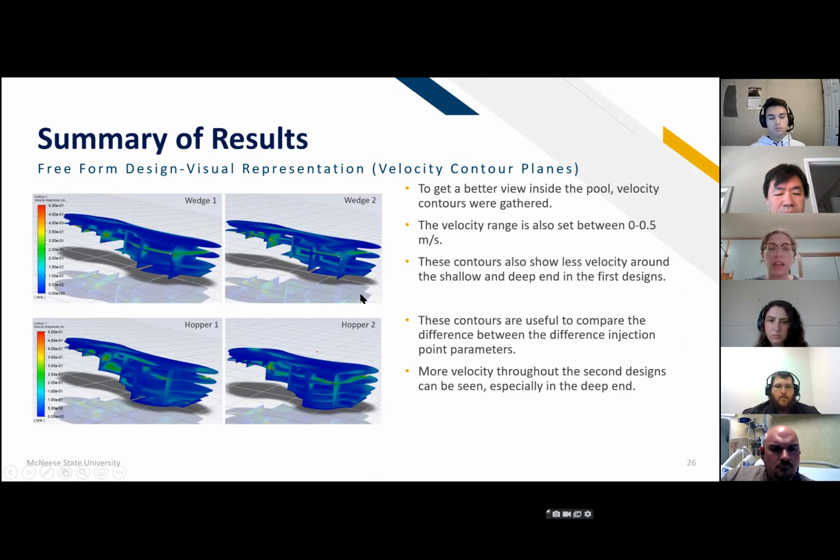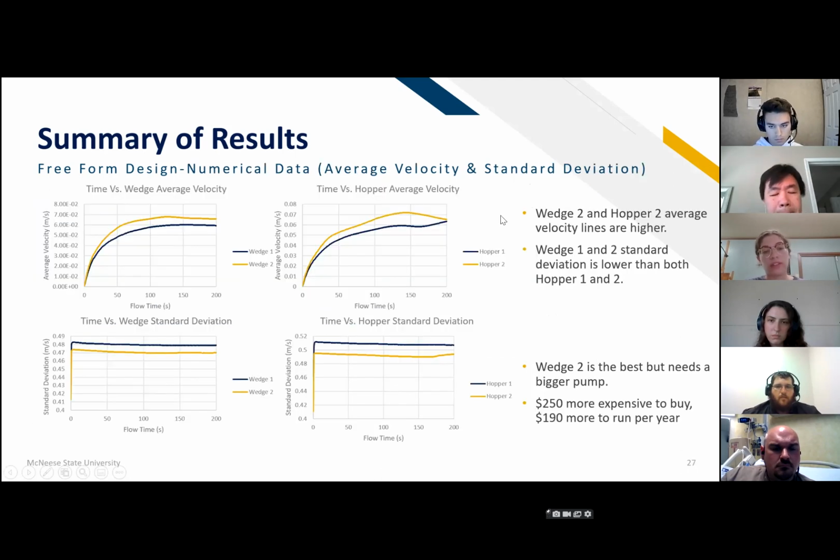And especially if you look at wedge 2 and all of these planes, you can definitely see the velocity difference between wedge 1 and wedge 2, and see that there's a lot more here. But that was expected because 2 injection points were added here. And so even though wedge 2 also seems to be the best visual representation for the velocity contour planes of all the designs, you can't really conclude that based on these, which is why numerical data was also gathered.